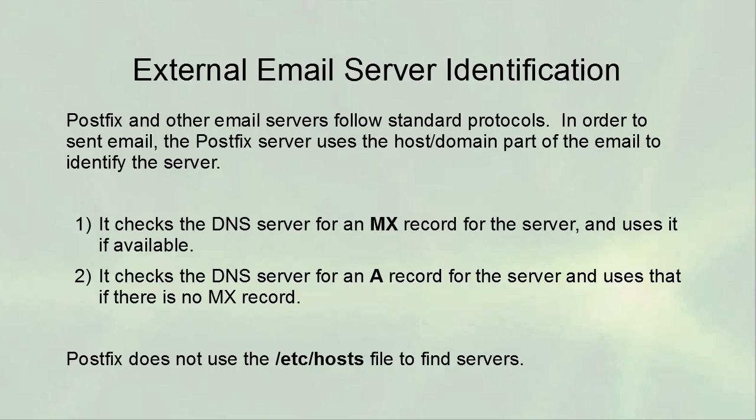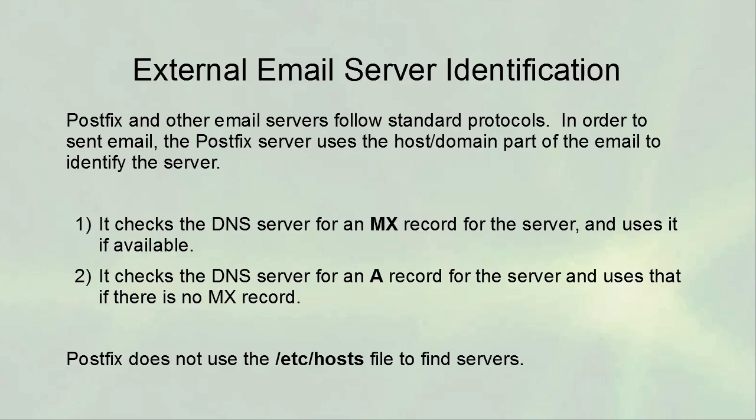One more thing to think about, external email service identification. Postfix and other email servers follow standard protocols, which is nice, but it's also kind of confusing sometimes. In order to send email, the postfix server uses the host domain part of the email address to identify the server. So if it's bob@example.com, it's going to check first for a DNS MX record for example.com. If it does not find it, it will check for an A record in the DNS service.